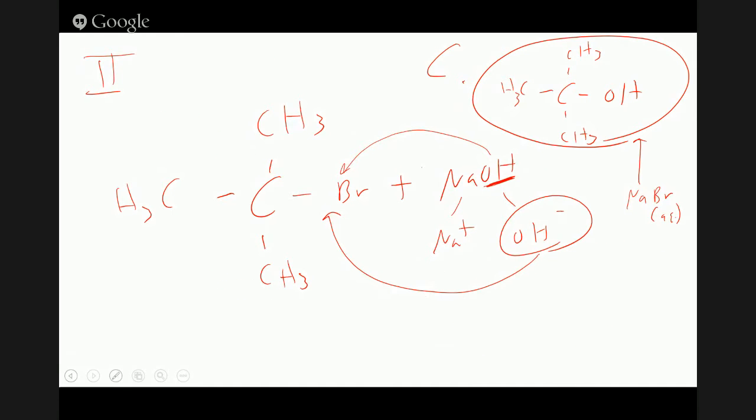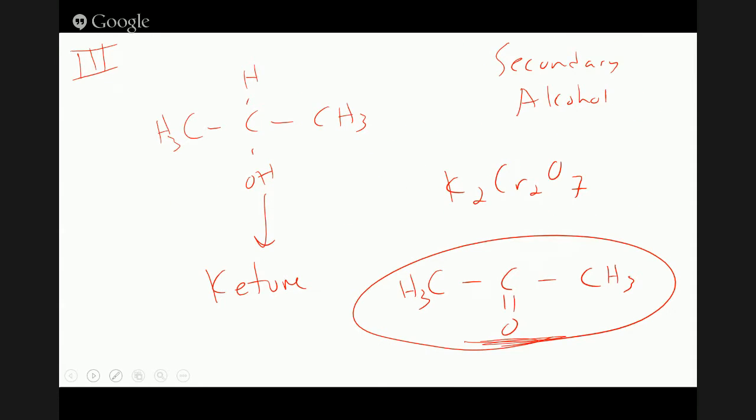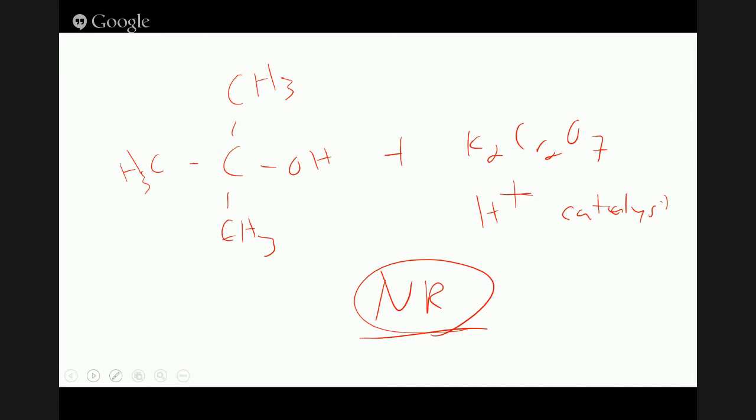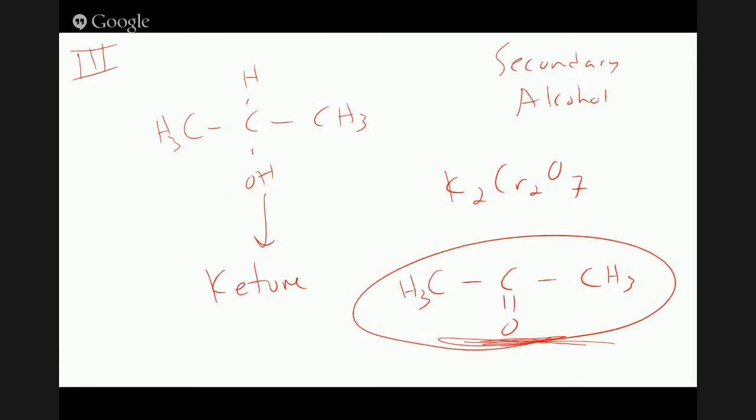This second reaction made a tertiary alcohol. It made it by substituting the hydroxide for the bromine here. So that's making a tertiary alcohol. Tertiary alcohols cannot be oxidized. Secondary alcohols can be oxidized to form a ketone. So this product, this ketone, is D.